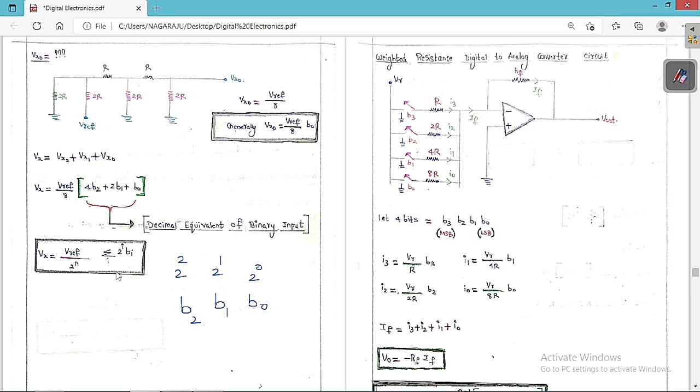Listen carefully, V reference by 2 to the power of n is always a constant value, no matter what the combination of B2, B1, B0 is. The only variable is the decimal equivalent of the binary input, which can change. This value is always constant because it is V reference by 2 to the power of n, where n indicates the number of binary switches. Like this, we have to get the value of Vx.